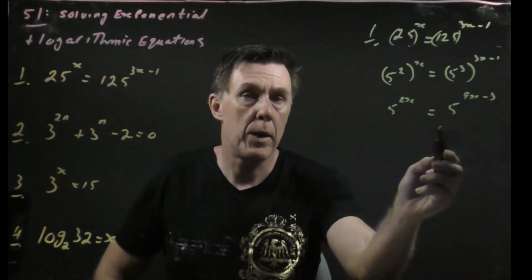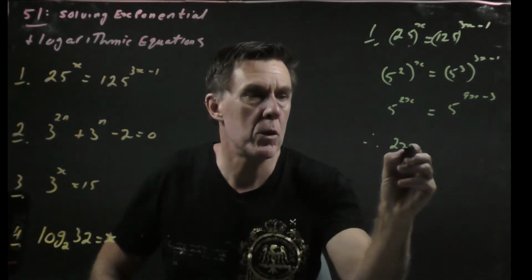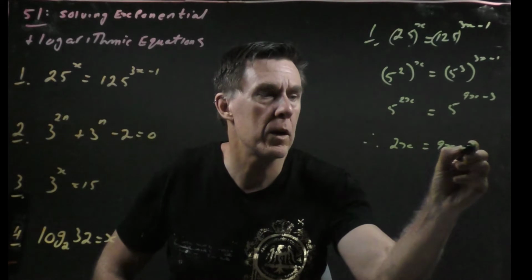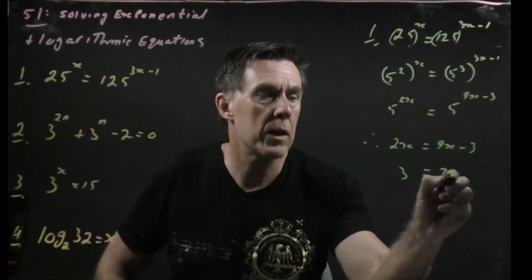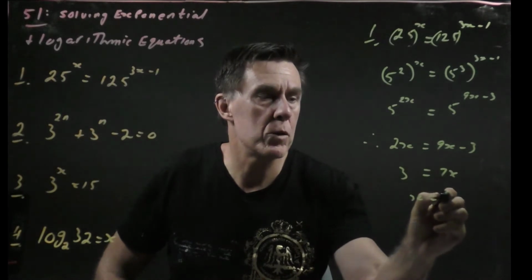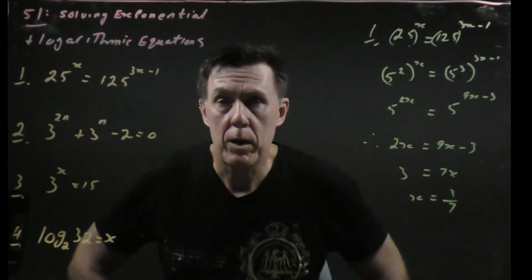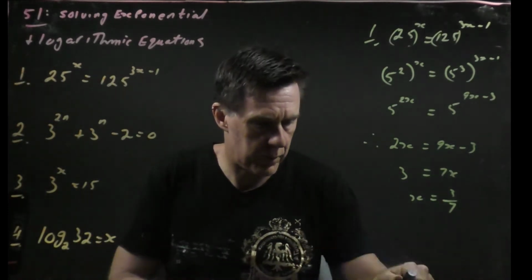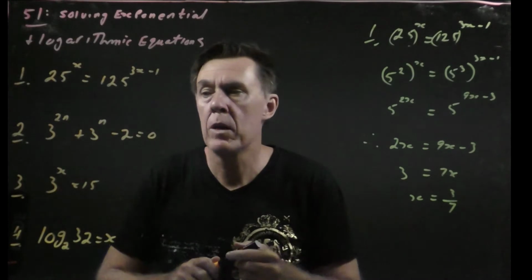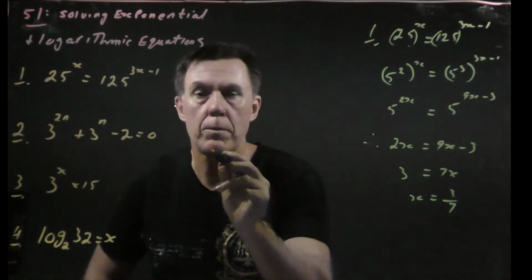Powers are equal, bases are equal, therefore indices must be equal. 2x must be equal to 9x minus 3. Rearrange, 3 must be equal to 7x. Our unknown must be equal to 3 on 7. I went through that very quick, that's just grade 11 work. Let's have a look at, we've got the opportunity, let's do number 2.